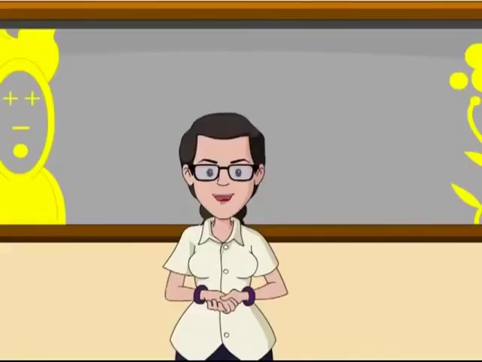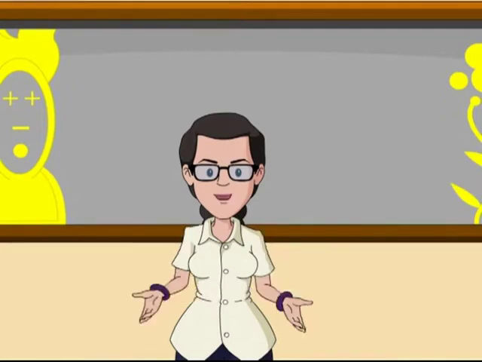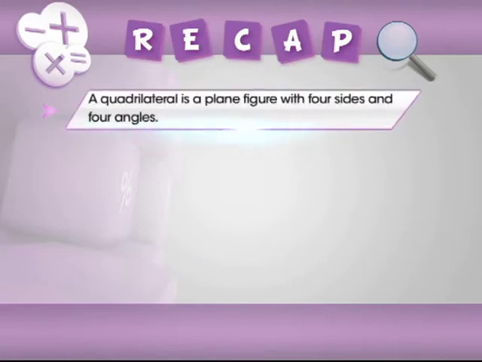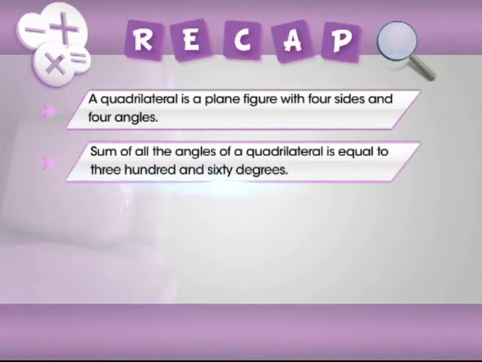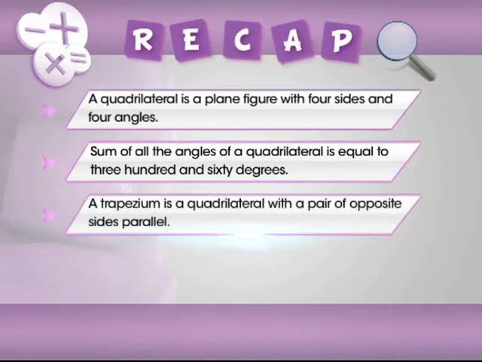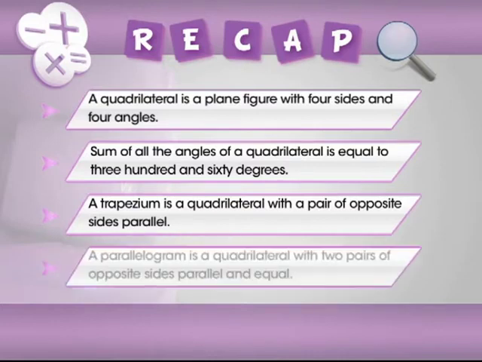Now with that extra bit of information, I'm sure you would like a recap. Here we go. In this module, you have learned that a quadrilateral is a plane figure with four sides and four angles. Sum of all the angles of a quadrilateral is equal to 360 degrees. A trapezium is a quadrilateral with a pair of opposite sides parallel. A parallelogram is a quadrilateral with two pairs of opposite sides parallel and equal.